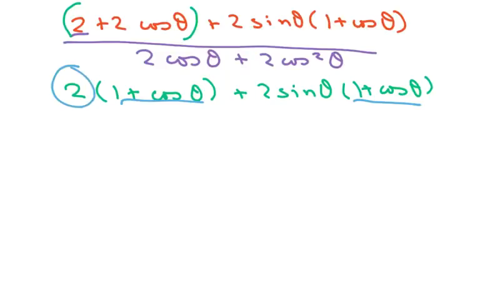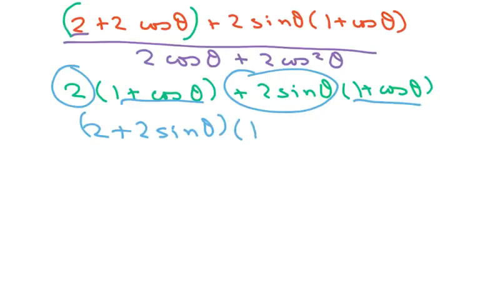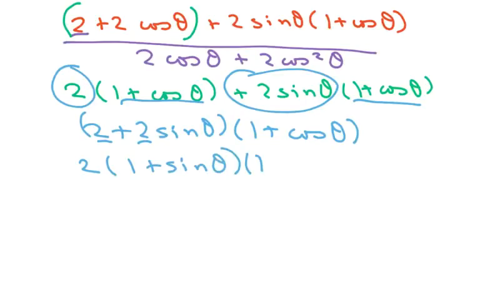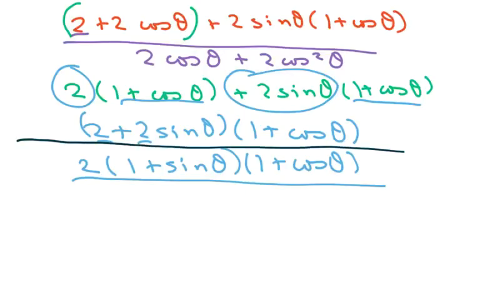So I can group these two together. So I get 2 plus 2 sine of theta times 1 plus cosine of theta. And before I even move on to the denominator, I'm going to go ahead and factor out the 2. So I get 2 times 1 plus sine of theta, and go ahead and copy my 1 plus cosine of theta. Now for the denominator, so we're back to here.